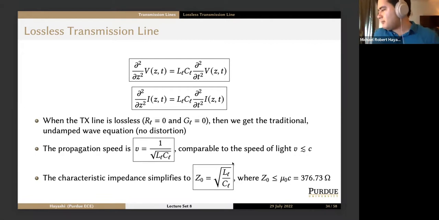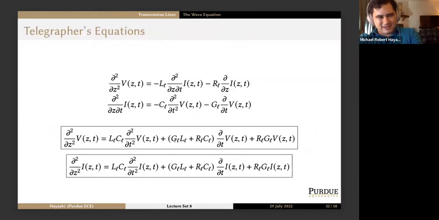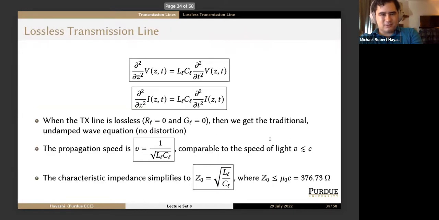Okay. No questions about TX lines. Let's talk about the lossless transmission line. When the transmission line is lossless, that means we don't have any dissipative elements like R sub L and G sub L, then this equation right here cancels, because the partial with respect to t term has coefficients of R sub L and G sub L, and this one has both for the function itself. So the wave equation reduces down to the undamped wave equation, no distortion involved, propagation does not depend on frequency.